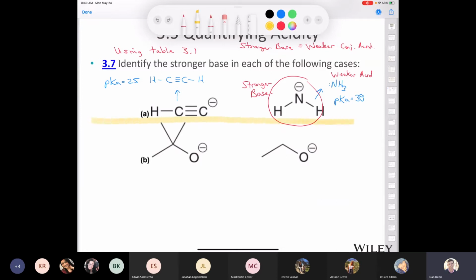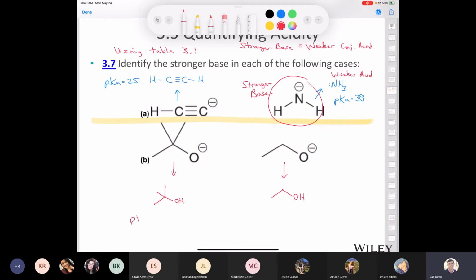Anyhow, the next one is 3.7B. This is called butoxide, and this is called ethoxide. This is neither here nor there. But again, these are both bases. They have a negative charge. But if we draw their conjugate acid, this is called tert-butanol. And the next one is ethanol, which I know you've all heard of. It's added in gasoline. It's also in alcoholic beverages.